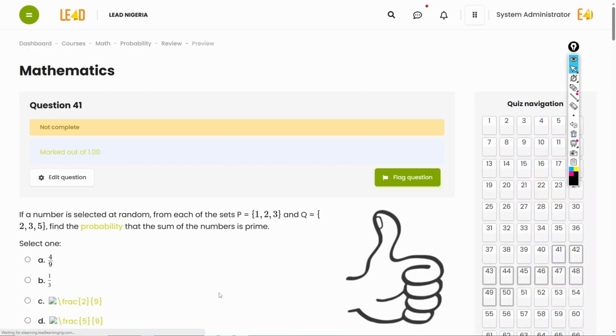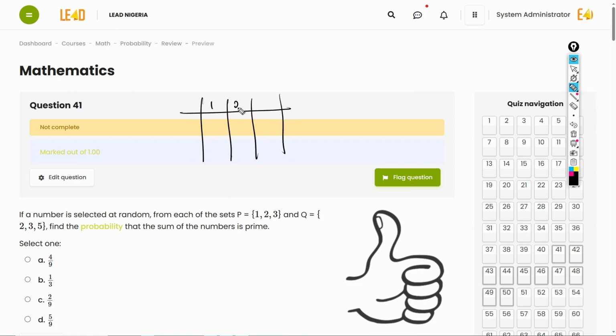Okay. Question 41. If a number is selected at random from each set, find the probability that the sum of the numbers is prime. Okay, so for this, I will just draw a sample space. It's easier to draw a sample space. And then I'll add them all up. So I'll have 1, 2, and 3.